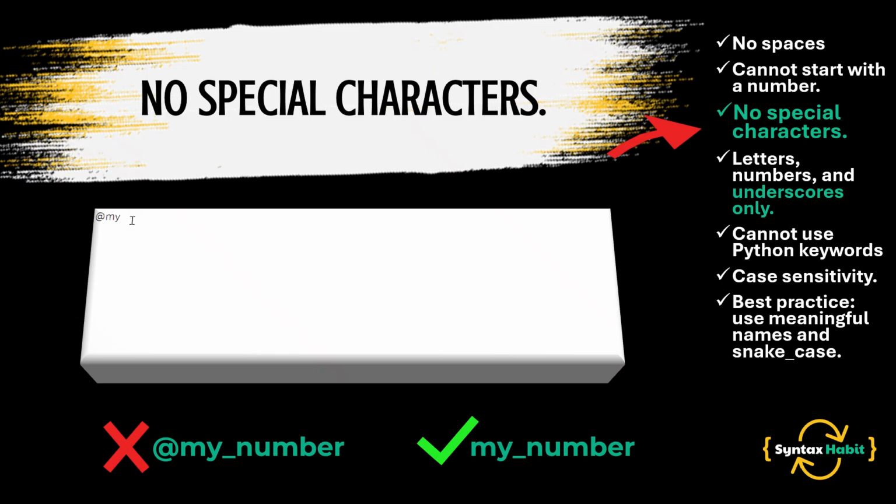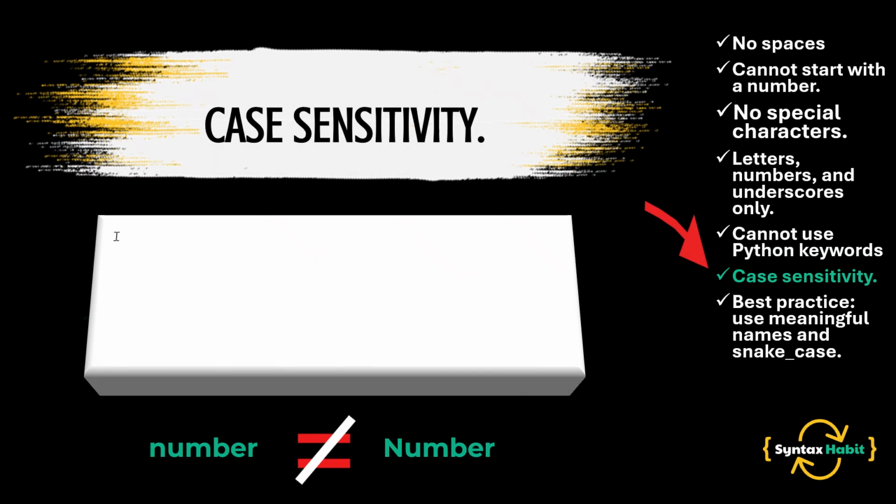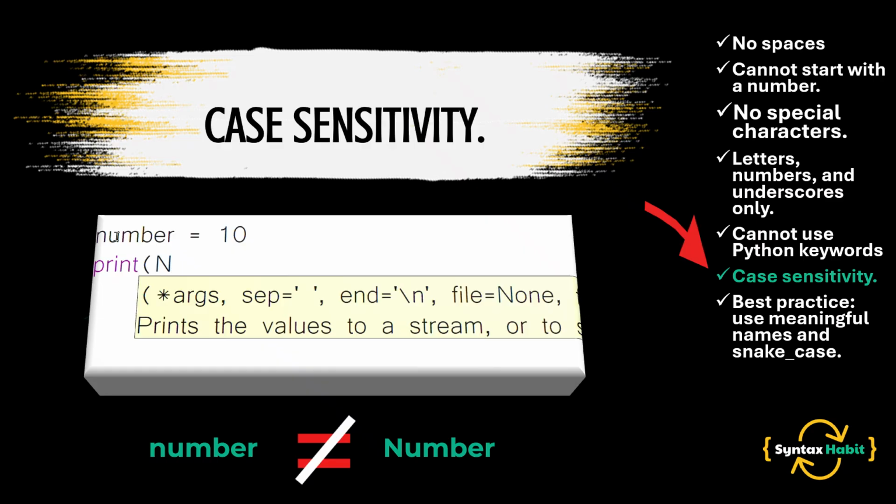Special characters are not allowed in variable names either. The only special character you can use is the underscore. We talked about this in the last lesson. So remember that Python is case sensitive, which means that these two variable names are not the same.